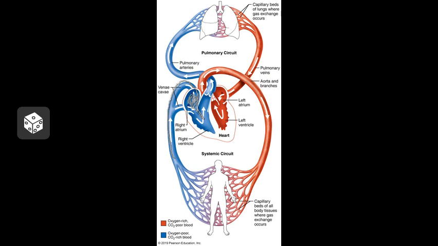But in the pulmonary circuit, it starts here in the right ventricle, and that takes blood through pulmonary arteries. It is deoxygenated, but this is an artery because it's leaving the heart. And when this blood picks up oxygen, the oxygenated blood returns to the heart through pulmonary veins. Why is it a vein? Because it's going back to the heart.